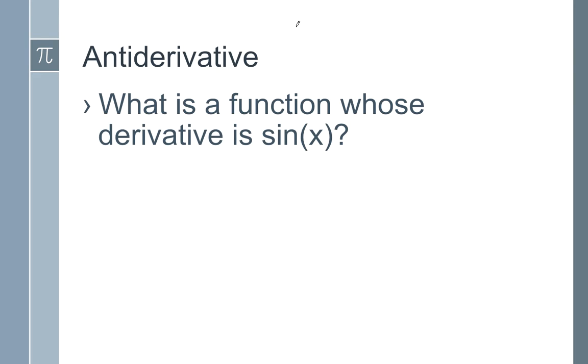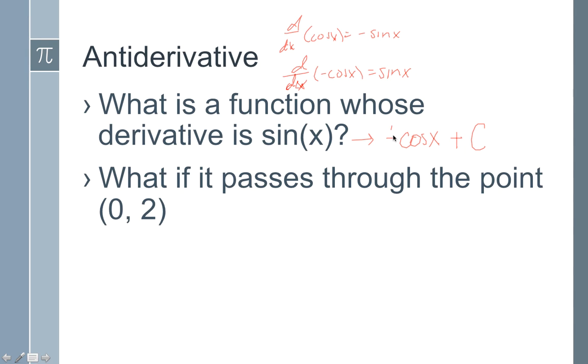Now we know the derivative of cosine of x is equal to negative sine, which means the derivative of negative cosine x is positive sine. So the antiderivative of sine x is negative cosine of x plus c. Now the problem is this is infinitely many answers because I could let c be any number. So what we do in calculus, we say we give you an initial condition.